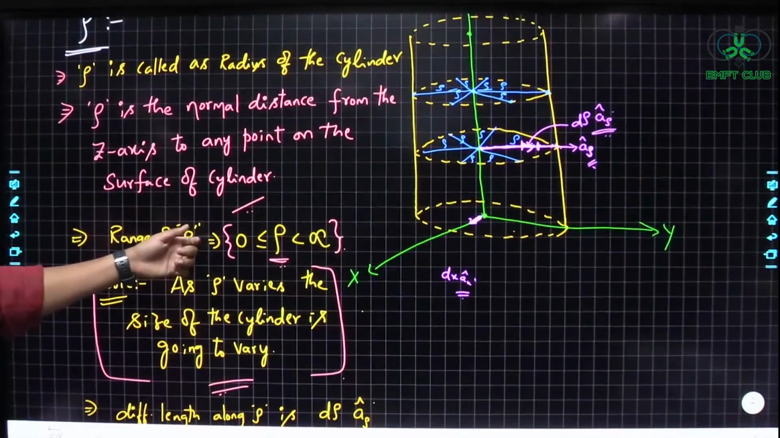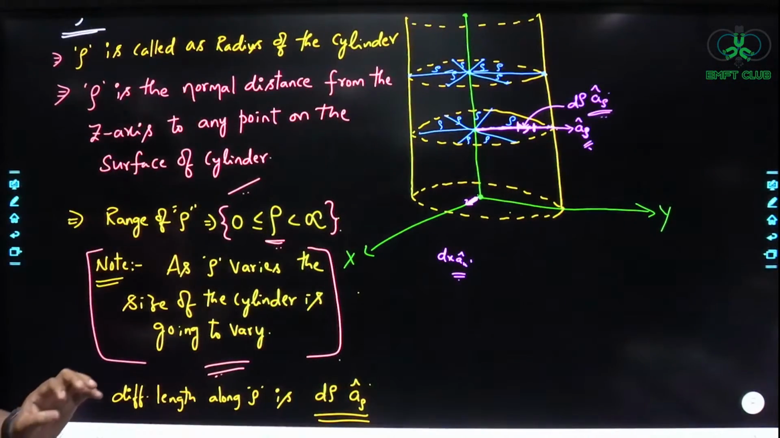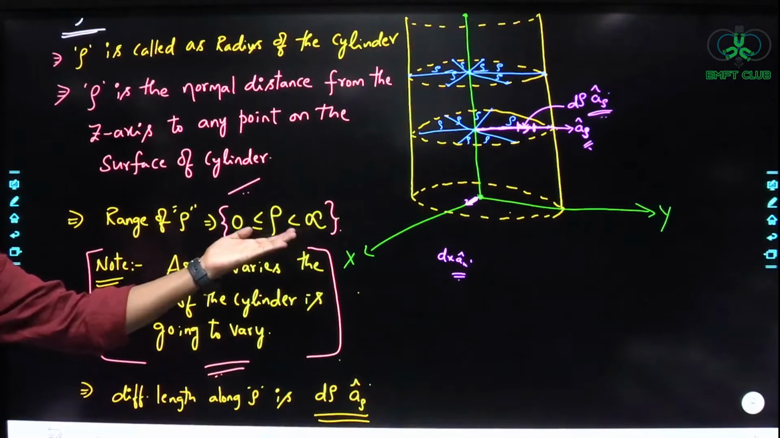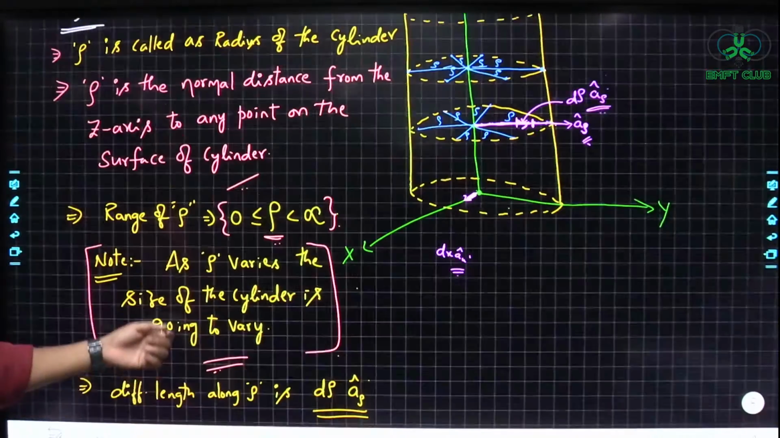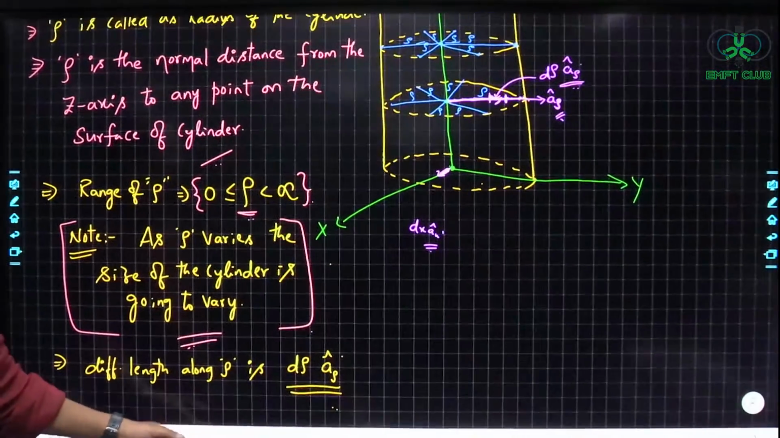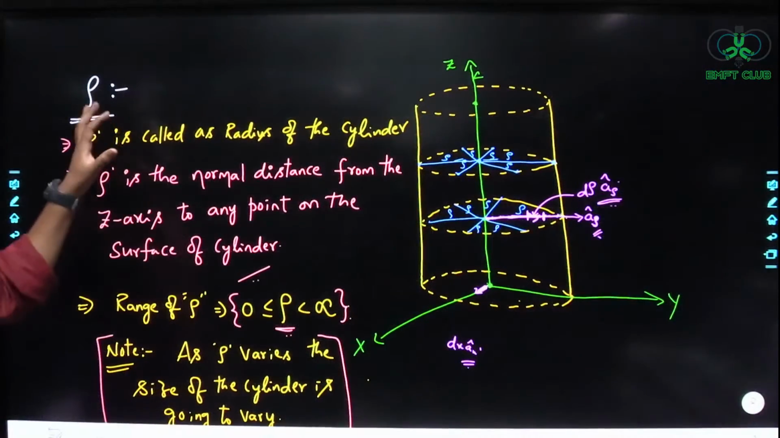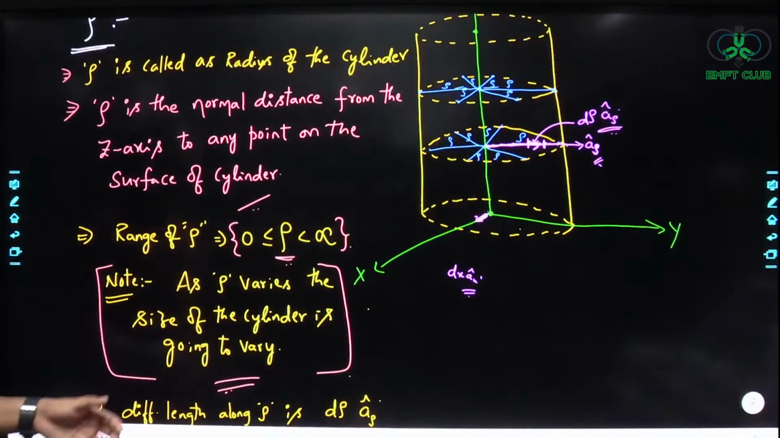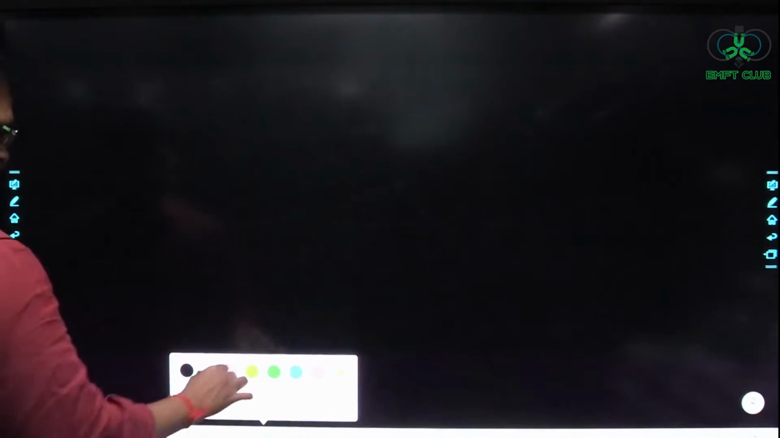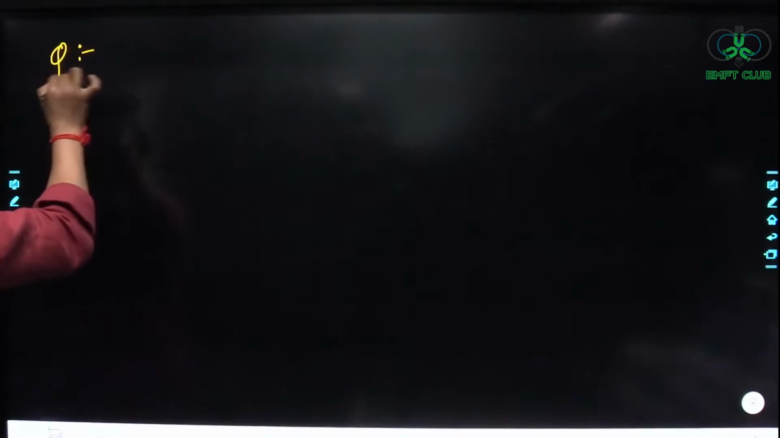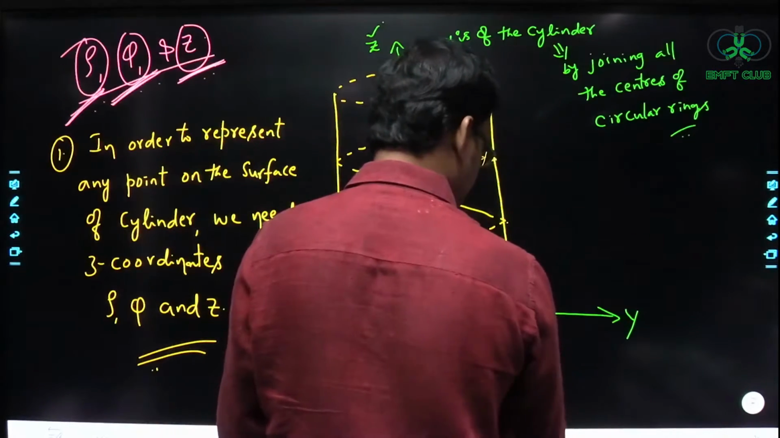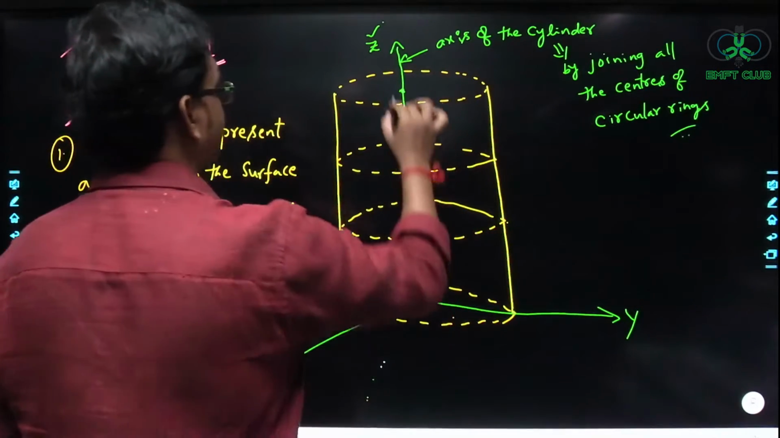Okay, so these are the things we have to learn here. I have given the definition for rho, and we have seen what happens as rho varies, and from that we have decided the range of rho, and then after that we have determined the differential length along rho. So this is all about rho. Similarly, we try to analyze phi. What do you mean by phi? The next parameter is nothing but phi. Here, for this I am going to copy this diagram.